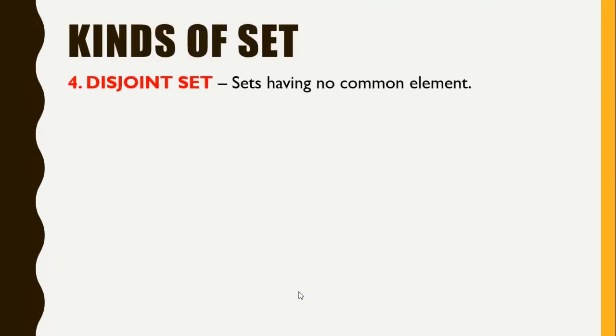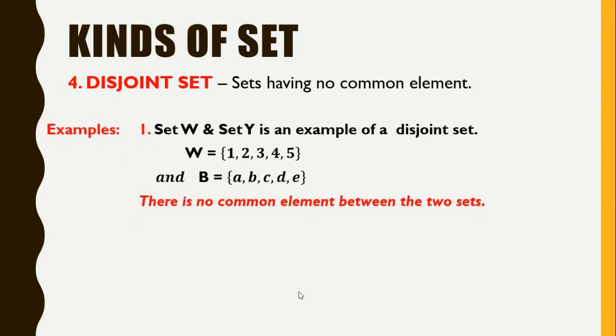Our last kind of set is called the disjoint set. So, ito naman yung mga sets having no common element. Walang parehas. Like for example, set W and set Y is an example of a disjoint set. Okay. So, we have W comprises of the numbers 1, 2, 3, 4, and 5. Tapos set Y yan dapat, comprises of the letters A, B, C, D, and E. So there is no common element between the two sets because set W has numbers and set Y has letters.